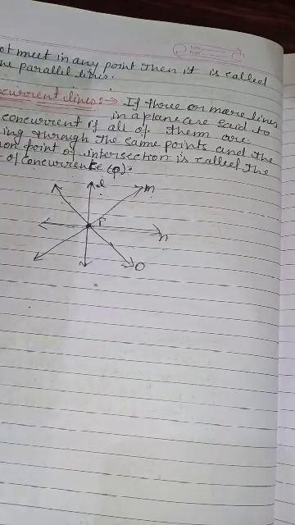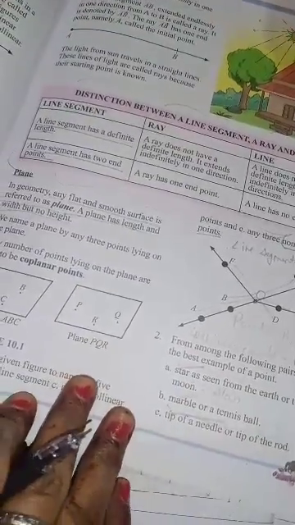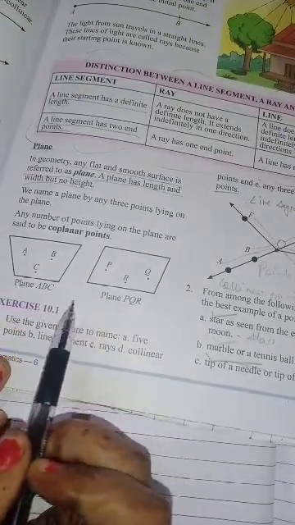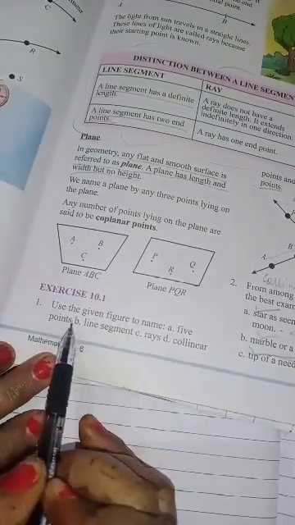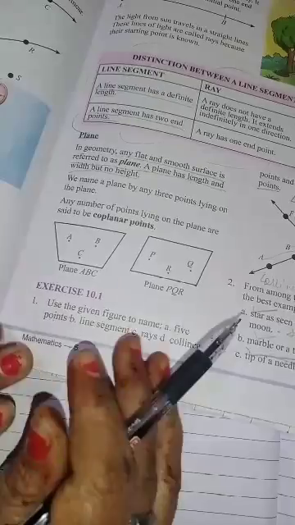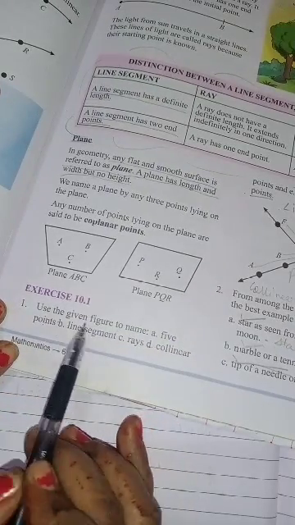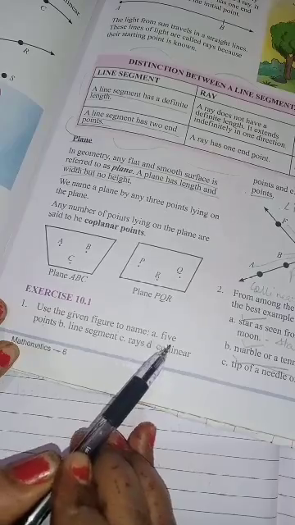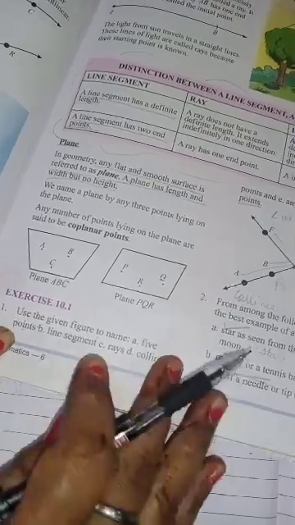Okay, now come to exercise 10.1. I am just explaining this question from your book only. See, use the given figure to name 5 points. So what are the 5 points? You can give their names.